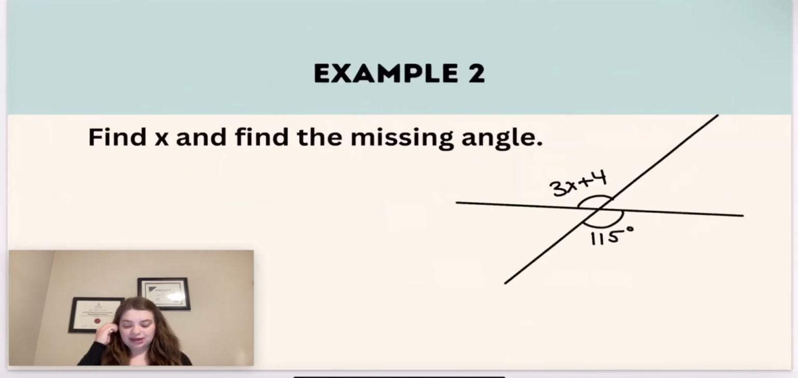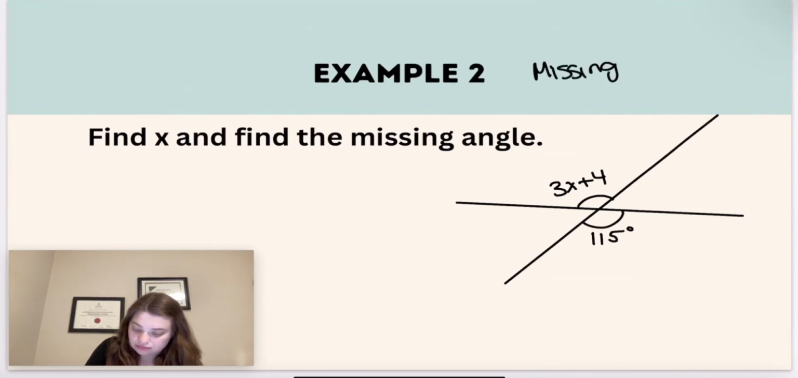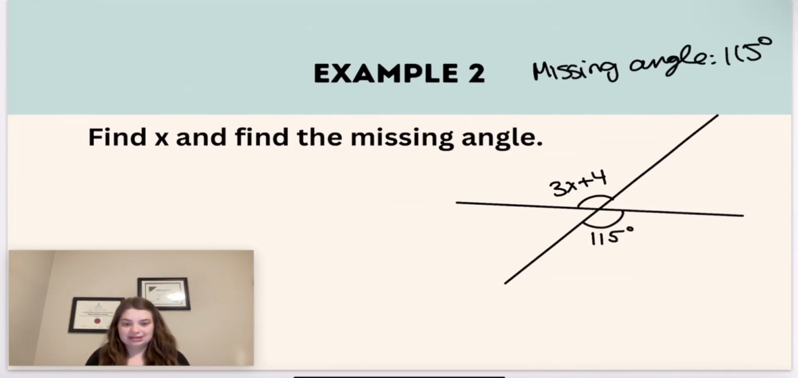Now, what about this second example? Here we have the same scenario where clearly these two angles, the 3x plus 4 angle and the 115, are vertical angles, so therefore they are congruent. So in terms of the missing angle, it is going to be 115 as well, because both have to be the same.